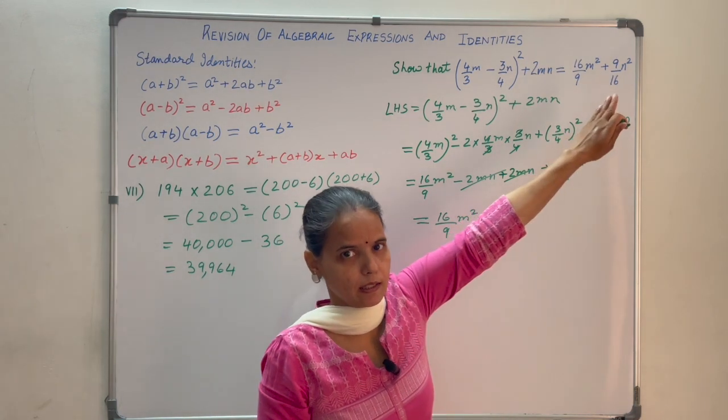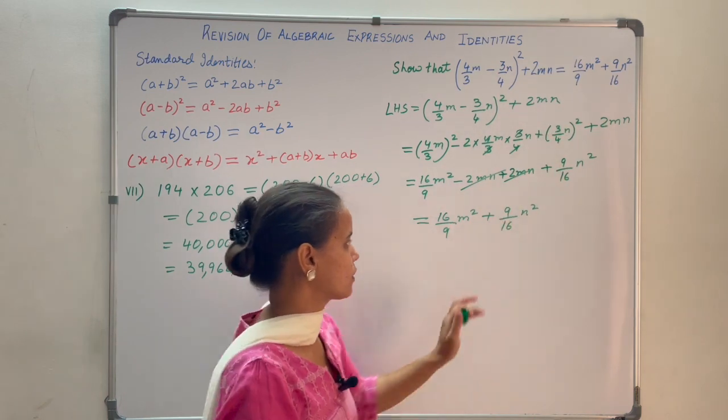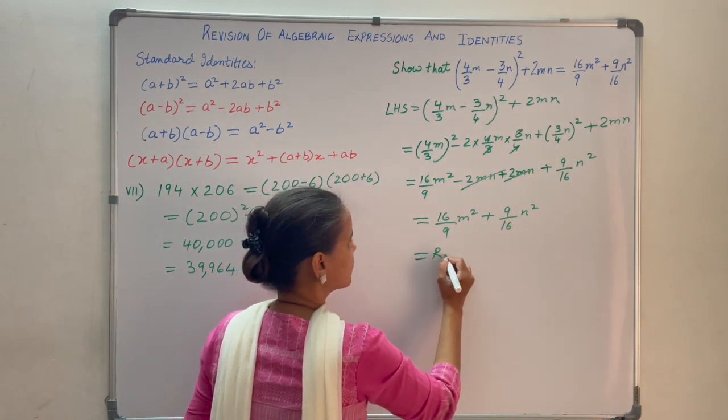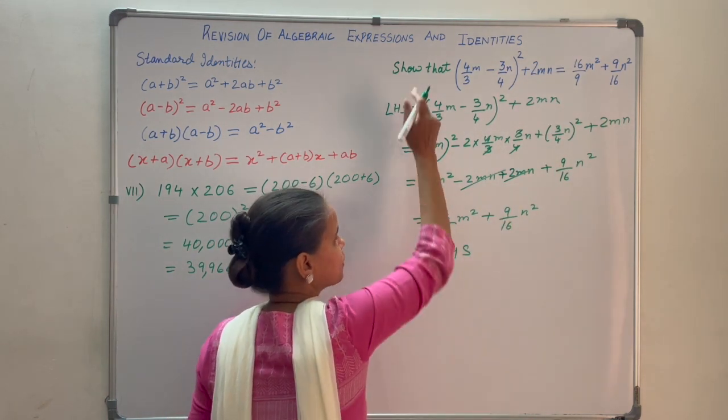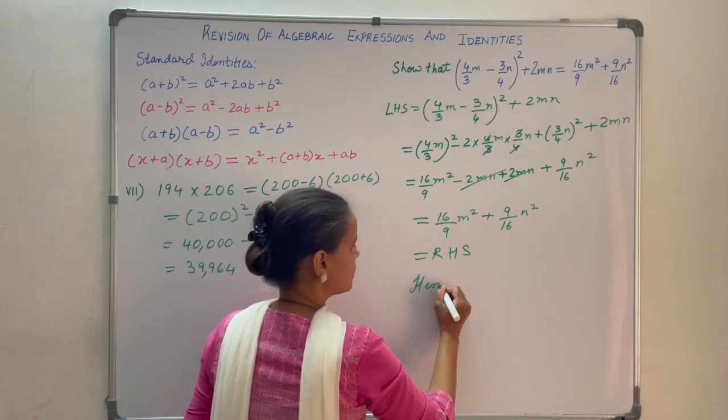And this is what is written on your right hand side. So this is equal to the right hand side. So they have asked you to show that. Write down hence shown.